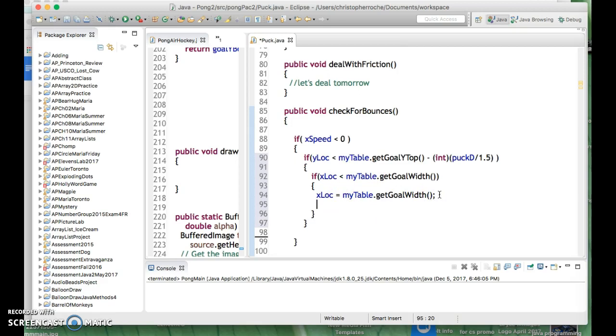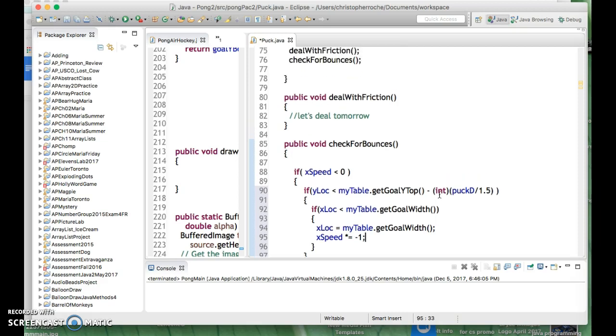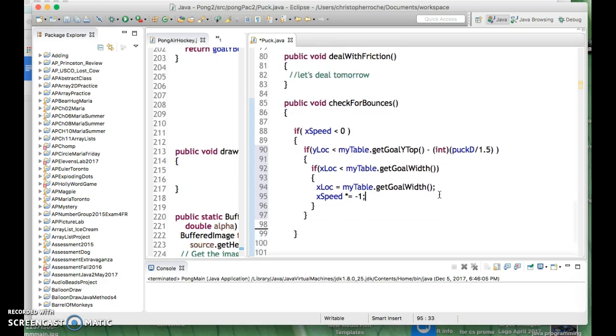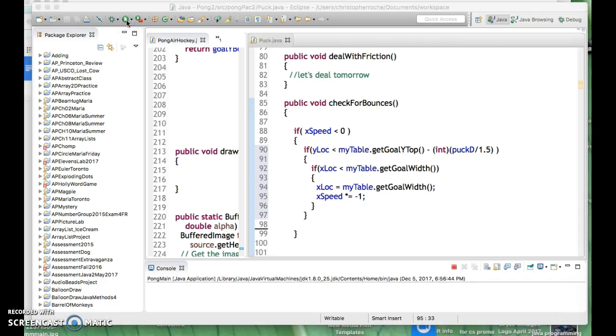And I'm going to set up here, I'm going to say x speed times equals -1, to flip the speeds. Okay? And that should handle the problem. Okay, not for the middle goal, okay? But for the other thing. So let's see what happens here.